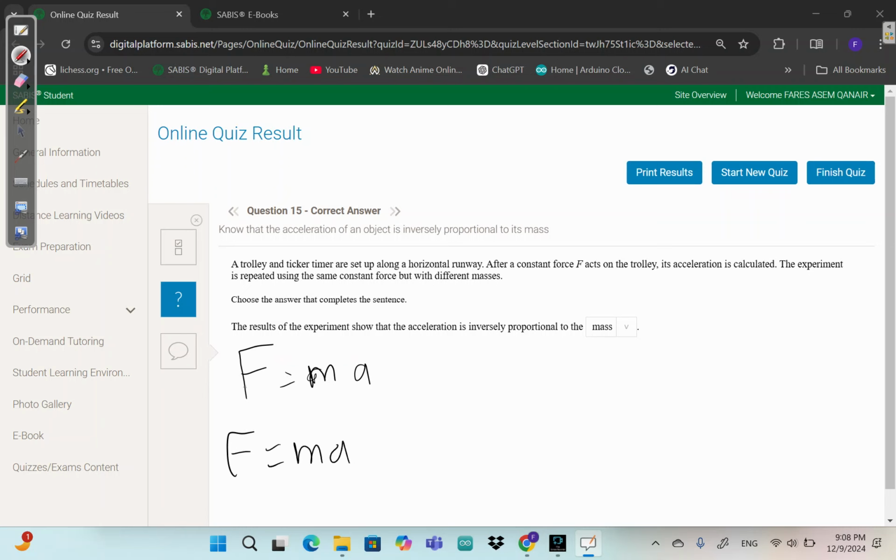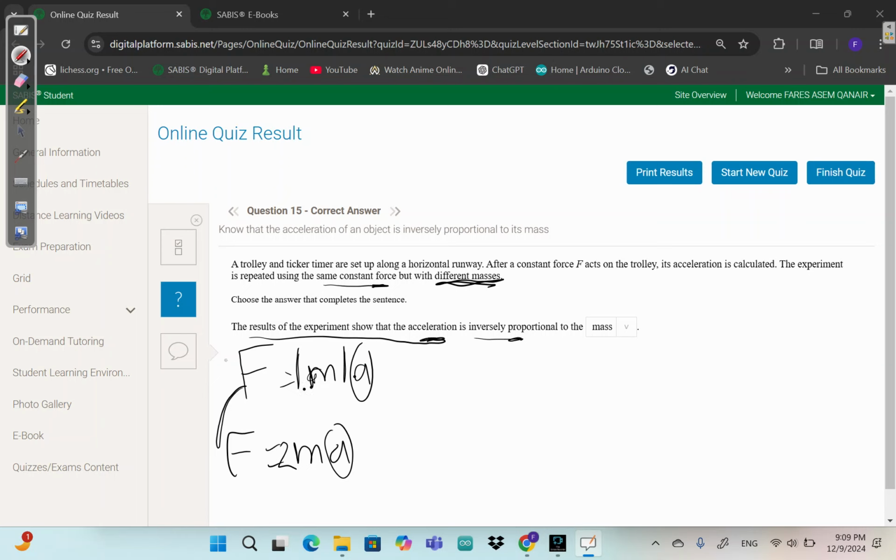Now they told us that force is constant, so these two need to be equal. And they told us that the experiment is repeated using the same constant force but different masses. So we're going to change the mass. Let's say here it's m, here we're going to make it 2m. So the results of the experiment show that acceleration is inversely proportional to what? So let's look at what happens to a here. So here let's say that m is 1, acceleration is let's say 1.